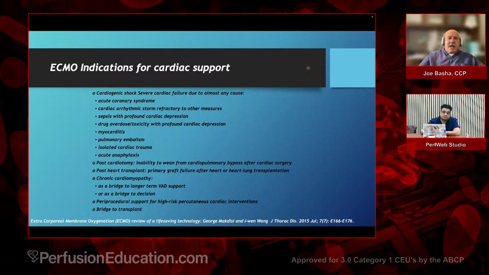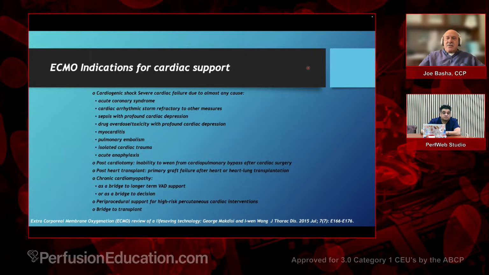Indications: cardiogenic shock, acute coronary syndrome, cardiac arrhythmic storms refractory to any kind of medications, sepsis, profound cardiac depression, drug overdose toxicity, myocarditis. That has a great outcome associated with the use of ECMO. PEs, isolated cardiac trauma, anaphylaxis, as you saw with the young fellow with the peanut allergy, post-cardiotomy, inability to wean from bypass.